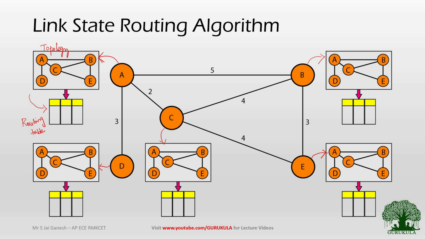The analogy to understand this particular topic is like each and every person having the city map in their hands. In a city, they will be having the city map. The city map is going to be common for everyone, but the route that each and every person takes will be different according to the destination. So the topology can be equated to the city map, and the routing table can be equated to the actual route a person is taking in the city. So that is how link state routing differs from distance vector routing.